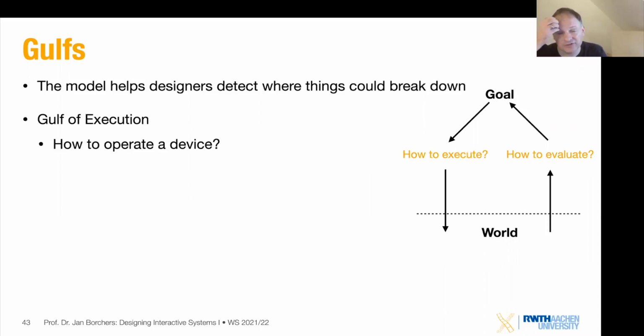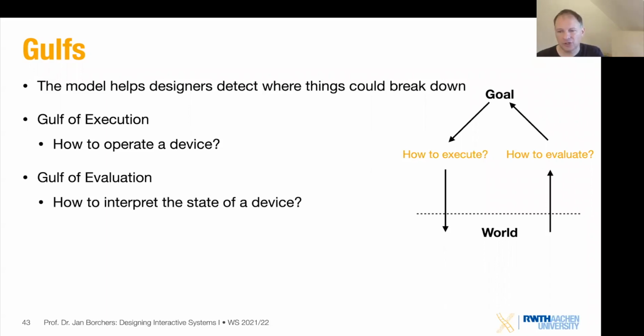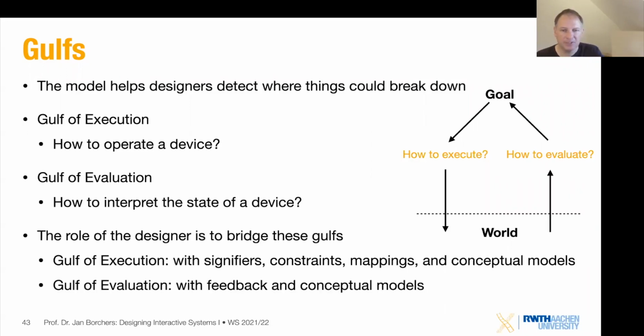First of all, there are several gulfs of execution, I should say, which means from the goal to the world, when we're trying to decide how are we going to operate this device, there can be failure points. And then there is a whole class of gulfs of evaluation in which we are failing to interpret or perceive the results of an action, so that we can compare them to our original goal. And the role of us as designers is essentially to help bridge these gulfs with our interface.